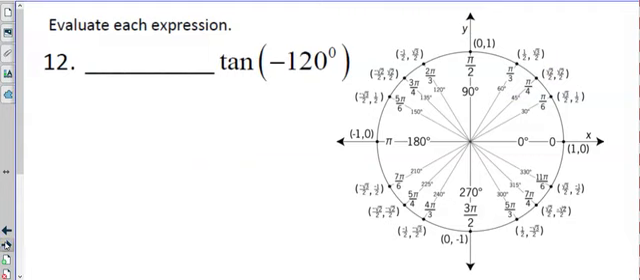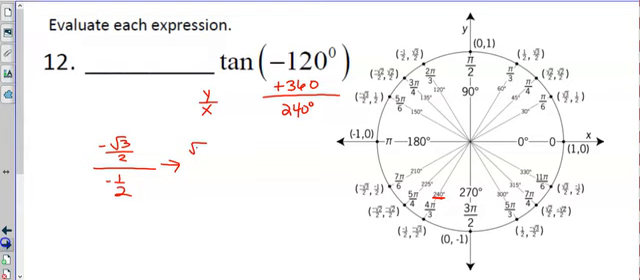Number 12, tangent of negative 120. Again, I don't love that. I would add 360 to it. Anytime I have a negative or something that's bigger than 360, I would find that coterminal angle. And you're going to end up with 240 degrees, which is on our unit circle. It's right here. Tangent is y over x. So in our case, it is negative square root of 3 over 2 over negative 1/2.